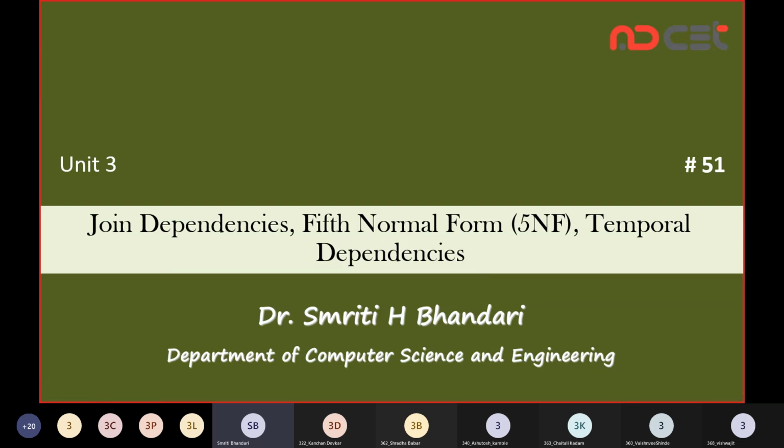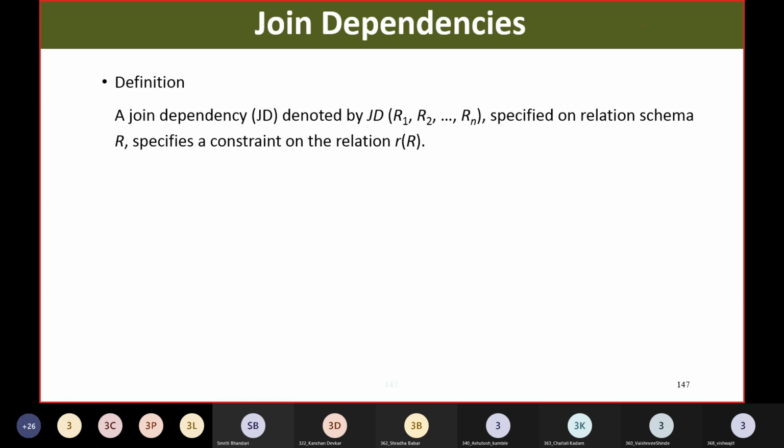So today we are going to discuss one more kind of dependencies, joint dependencies, and then based on joint dependencies we'll be introducing fifth normal form. And after that we'll look at one more concept, and that is the temporal dependencies. So today we are going to quickly look at all those concepts, and we are going to conclude this unit number 3. So let's begin with joint dependencies.